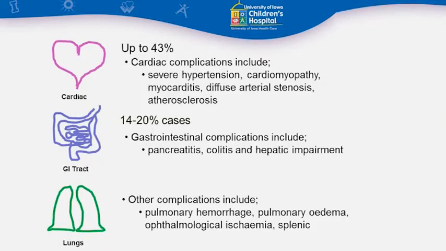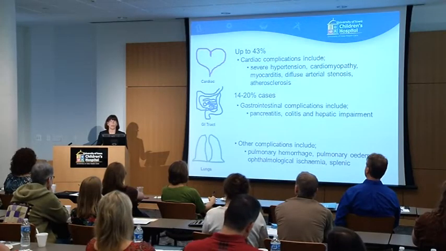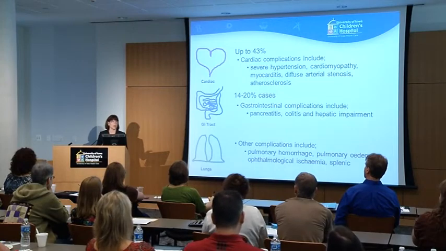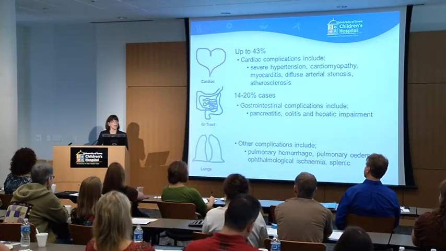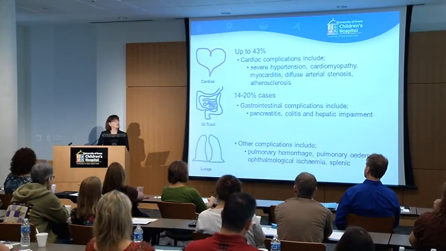Then there are 14 to 20% of children that have the GI tract affected. Certainly I have seen pancreatitis happen in this setting, and you can actually even develop diabetes in this setting. And finally, it has been reported pulmonary hemorrhage can occur in these children, and those of you who have had children or yourselves have been on dialysis, you certainly know that pulmonary edema, or fluid in the lung spaces, is very definitely a risk for this population.